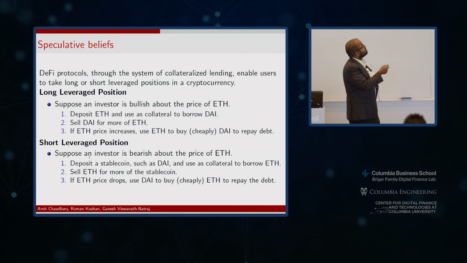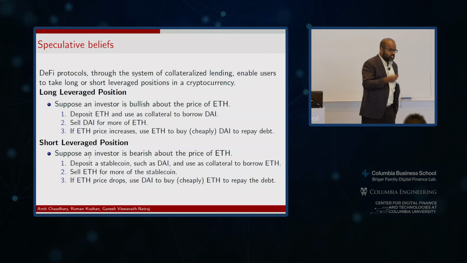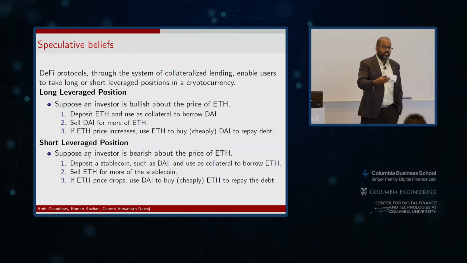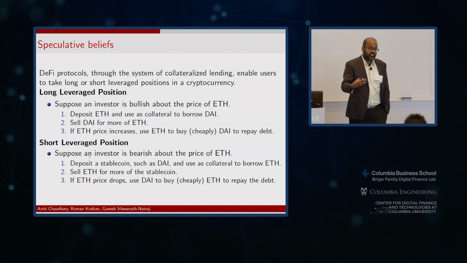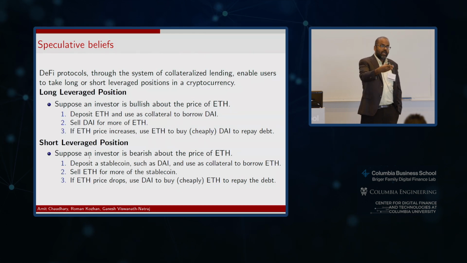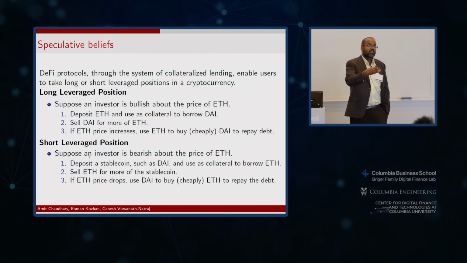And so because you can do long and short leverage positions, this will in turn determine the demand for borrowing stable coins and risky cryptocurrencies, and the relative demands for borrowing stable coins versus risky cryptocurrencies determines the interest rates.